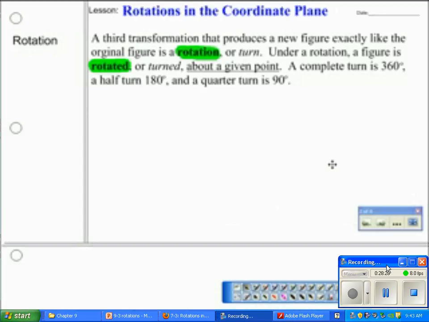The majority of our rotations we will concentrate on, the center of rotation will be the coordinate 0, 0. A complete turn is 360 degrees. Why would that be? It's a circle. 360 degrees in a circle, right? A half turn is 180 and a quarter turn is 90.